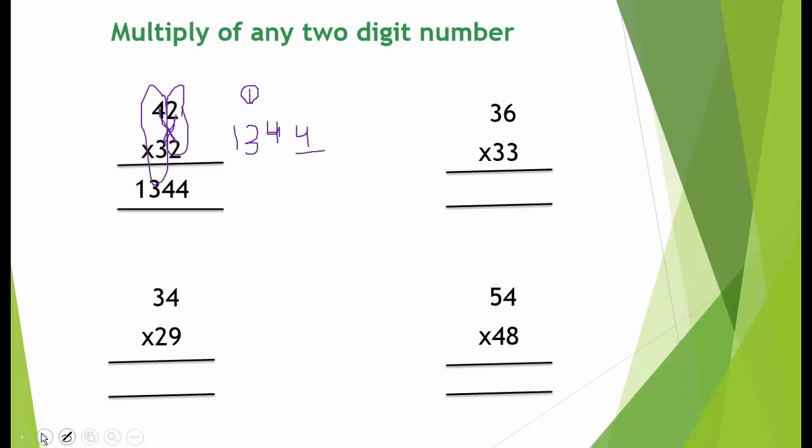Now in the next, 36 into 33. 6 3s are 18, so 1 will be in the carry. Now 3 3s are 9 and 1 is 10, and 6 3s are 18. 18 plus 10 is 28. 2 in the carry, and 3 into 3 is 9 plus 2, that is 11. So 1188 will be the answer.